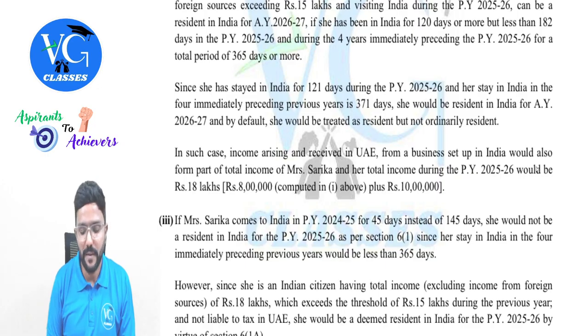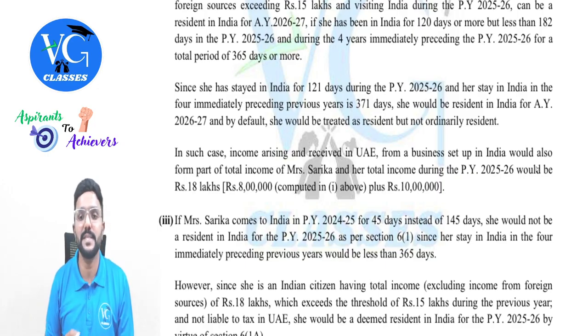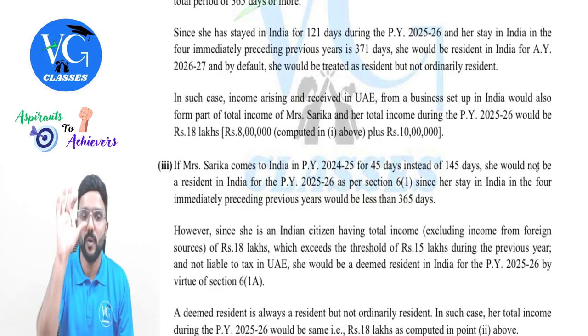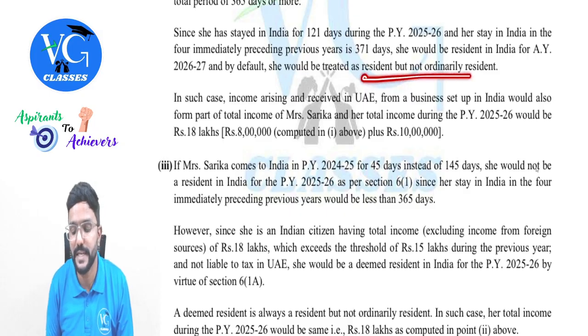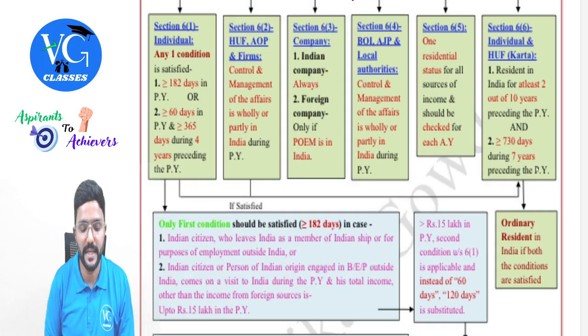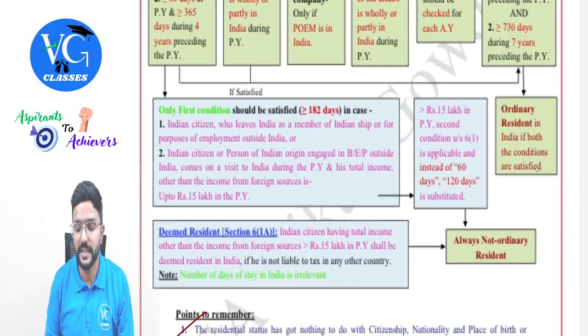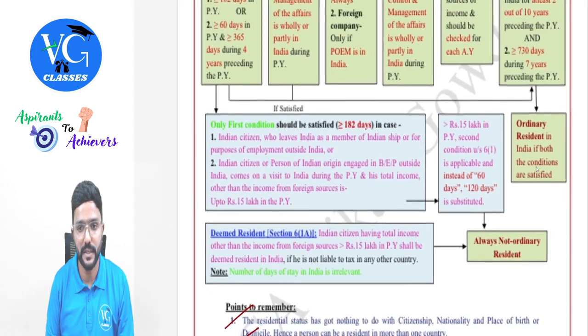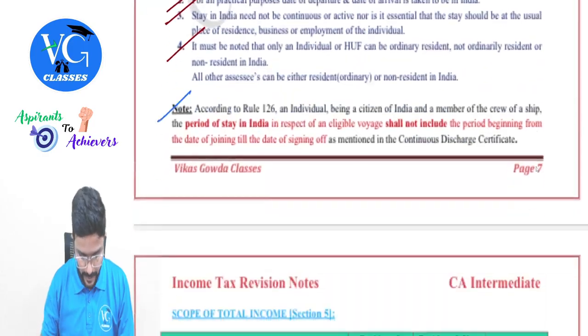In such a case, income arising and received in UAE from a business set up in India would also form part of her total income. Okay, first of all, what is the residential status? Resident but not ordinary resident. In that case, she will fall under this category, guys. So she is always not ordinary resident. Yes, sir. Next.